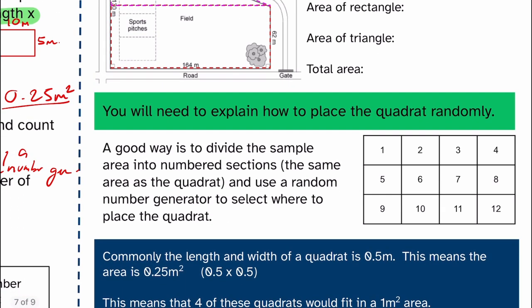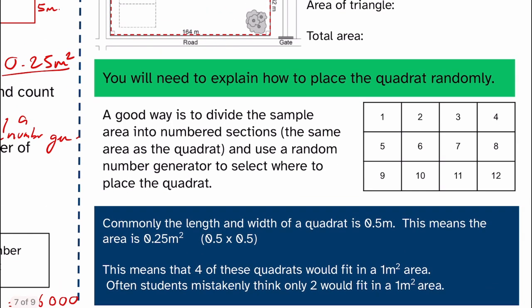This section here is just talking about how to place it randomly, so I've already explained that. I've already explained this common mistake here, which is the quadrat that they normally give you is 0.5 meters in length, so the area is going to be 0.25. Please don't presume it's 1 meter.